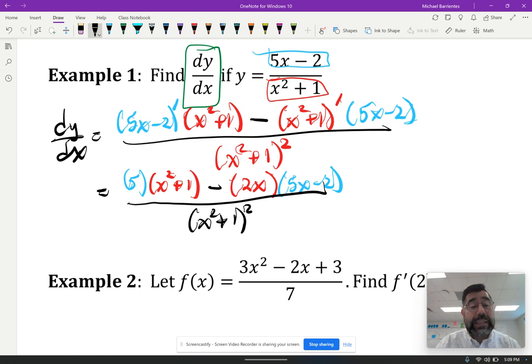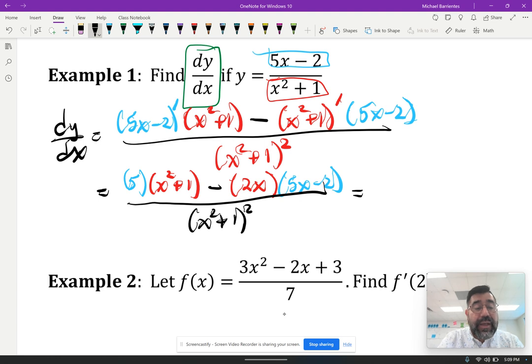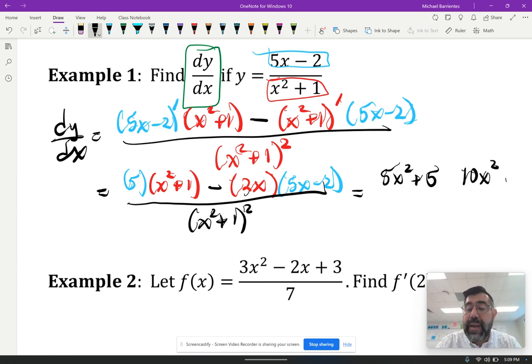What would that be? I don't know. Let's see. It could be this. If we distribute the 5, we'll get 5x squared plus 5. If we distribute the 2x, I'm going to get 10x squared minus 4x.